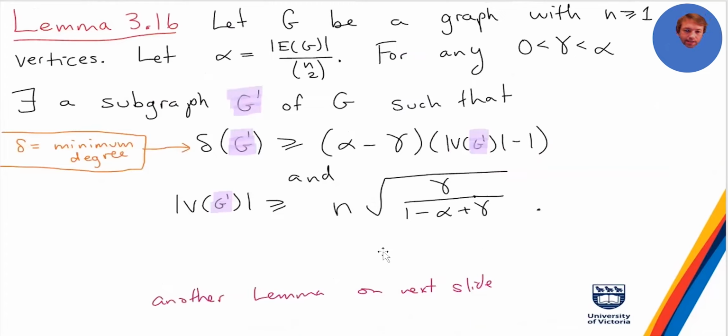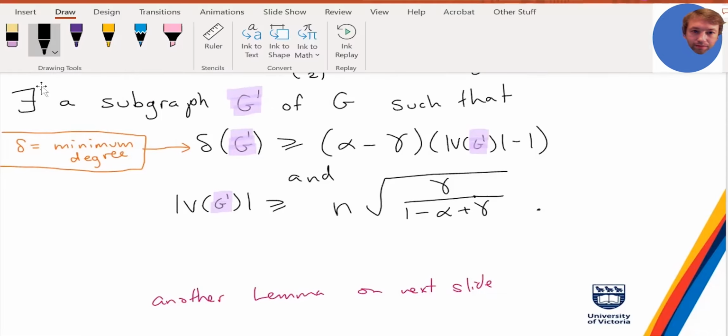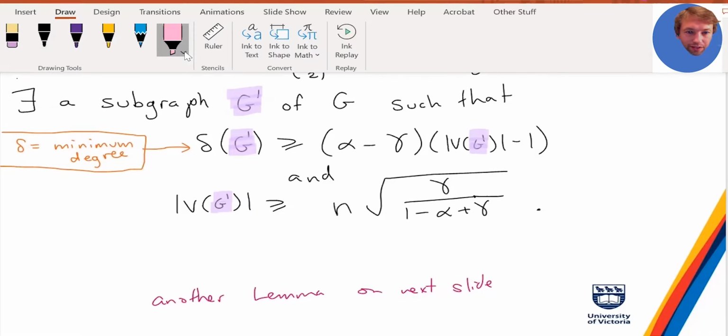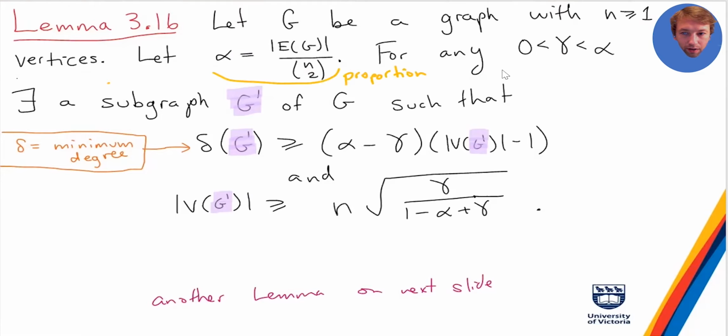So this is the lemma regarding the first step of the strategy where we take G and we try to find a graph with high minimum degree. So this is called, in the notes, lemma 3.16. So it says, let G be a graph with n vertices, and let alpha be the number of edges in G divided by n choose 2. But this is just like the proportion of all possible edges that G has.